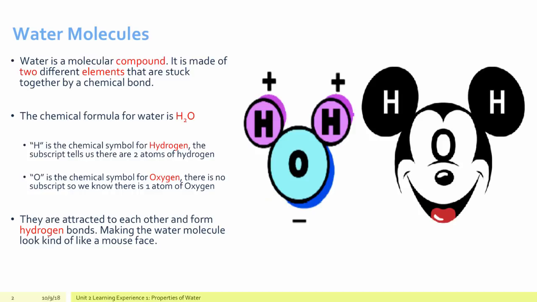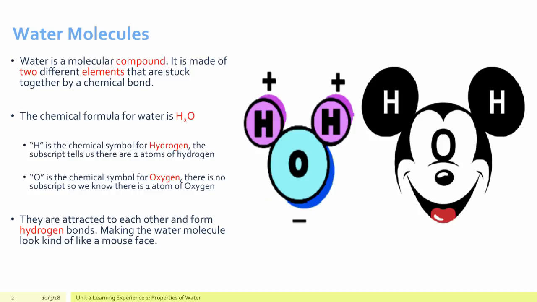So remember when we were doing our matter unit that a molecule is two or more atoms of the same element or different elements that are bonded together. And a compound has to be two or more different elements. So we know that the chemical formula for water is H2O, and those formulas help us identify what kind of elements make up that molecule. So we know that there are two different elements in this molecule, which makes it a compound.